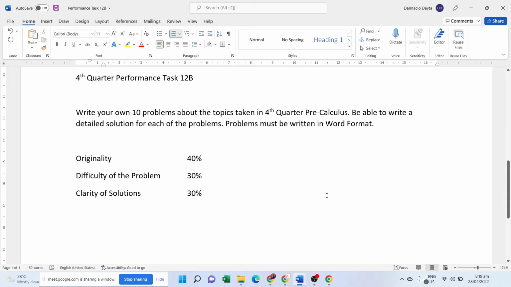You're going to write your own 10 problems about the topics taken in fourth quarter, Precalculus, and you must be able to write a detailed solution for each of the problems. The problems must be written in Word format.